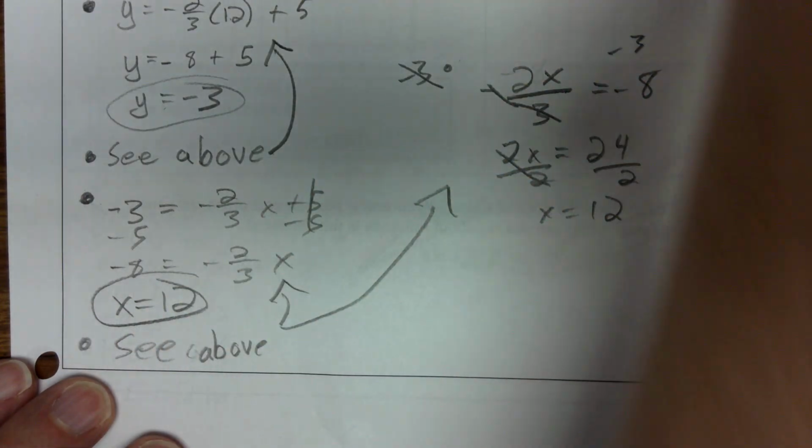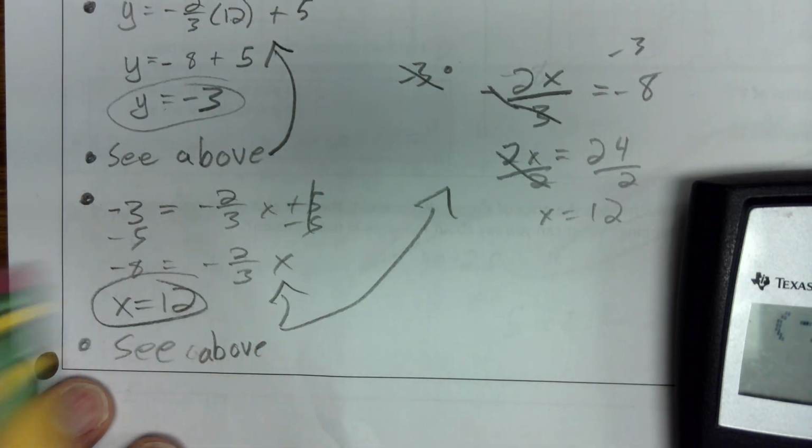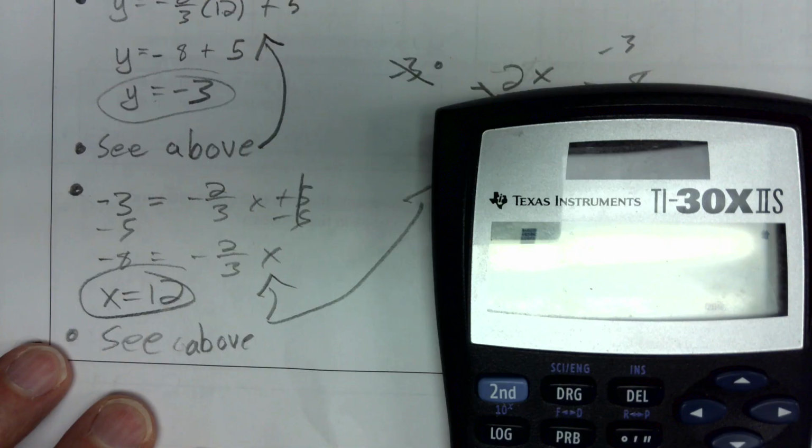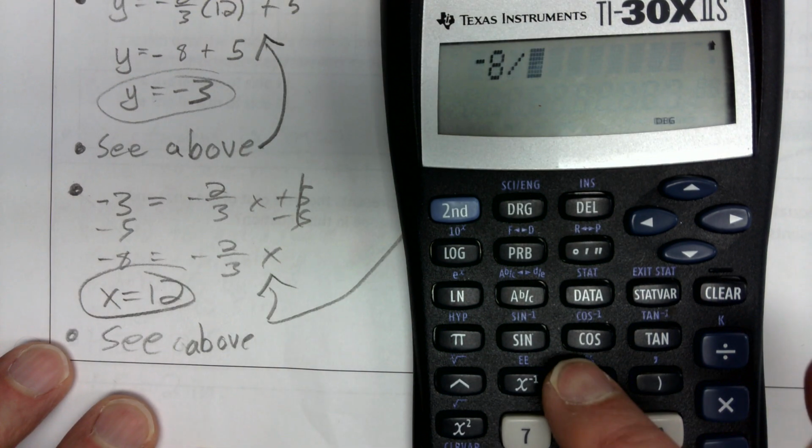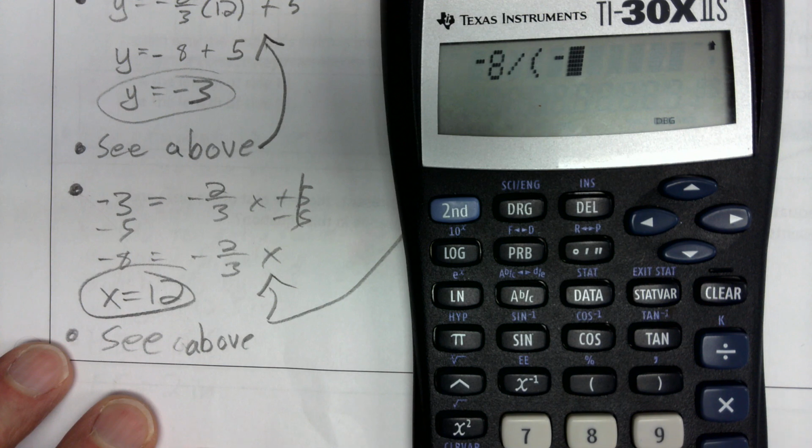Now, if you want to use the calculator for this, you can just say negative 8 divided by, basically reversing what we just did, negative 2 divided by 3 in parentheses, and you get 12. Look at that.